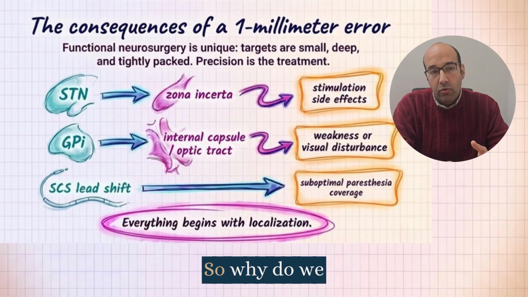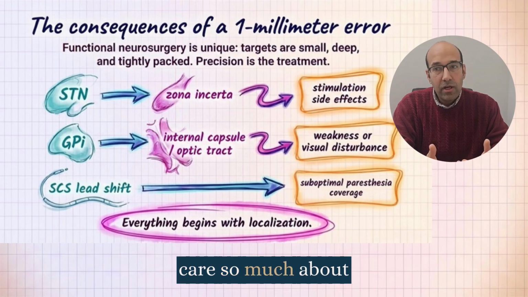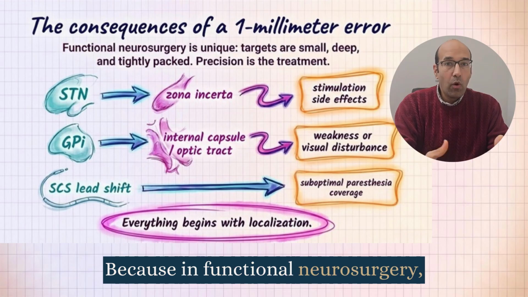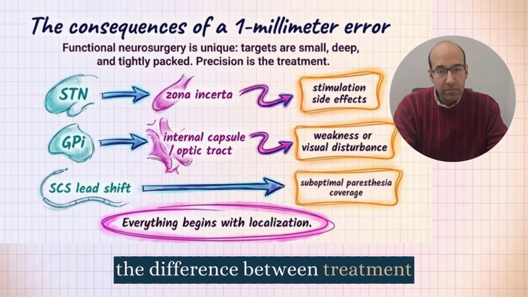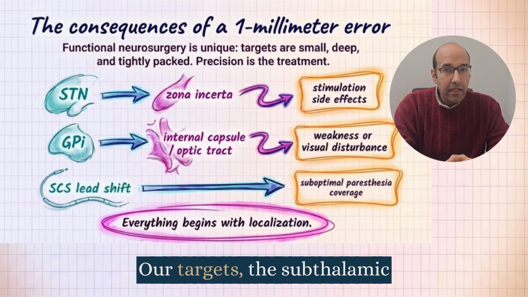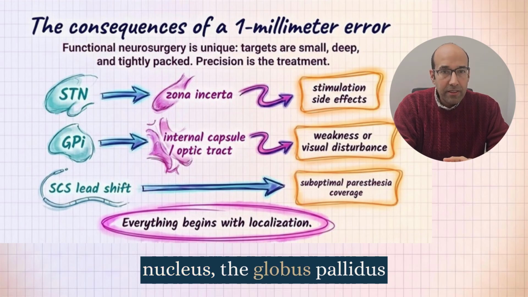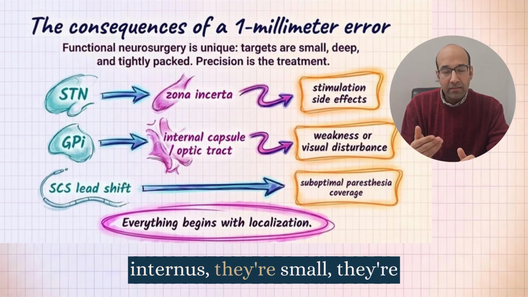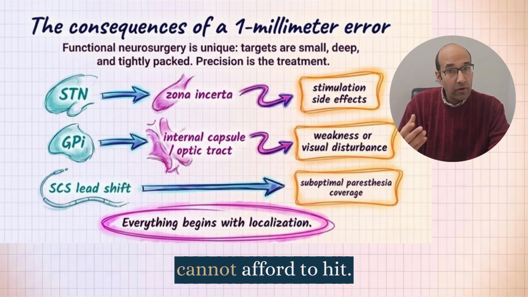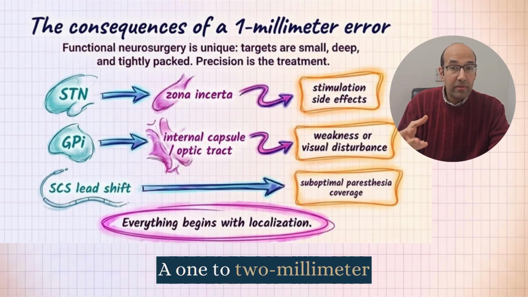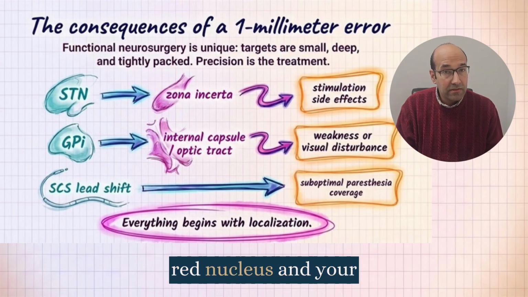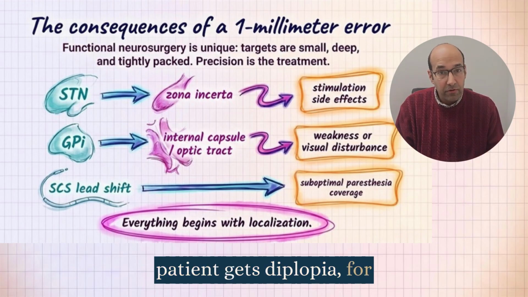Let's begin. So, why do we care so much about 1 millimeter? Because in functional neurosurgery, 1 millimeter can be the difference between treatment and side effects. Think about it. Our targets, the subthalamic nucleus, the globus pallidus internus. They're small, they're deep, and they're surrounded by structures we absolutely cannot afford to hit. A 1 to 2 millimeter error in STN targeting. You might stimulate the red nucleus, and your patient gets diplopia, for example.